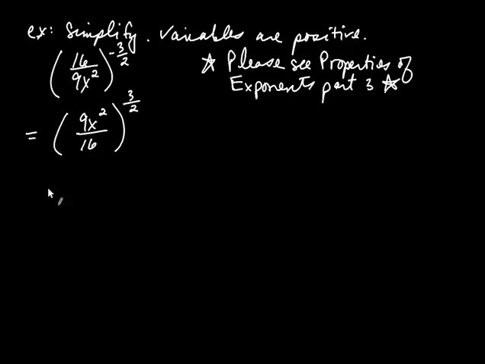Okay, then I'm going to deal with the 2, which is a radical, or a square root. So it's the square root of 9x squared.